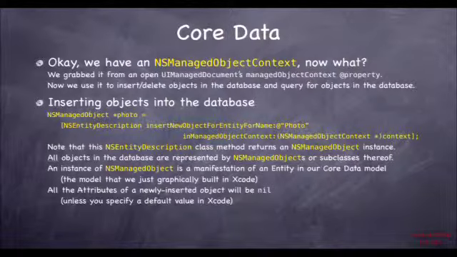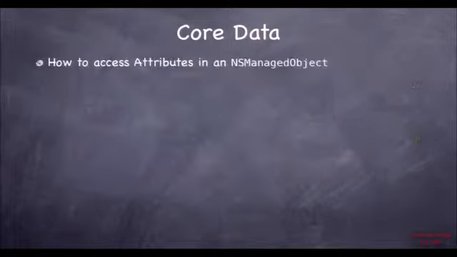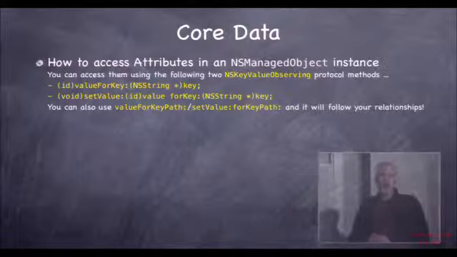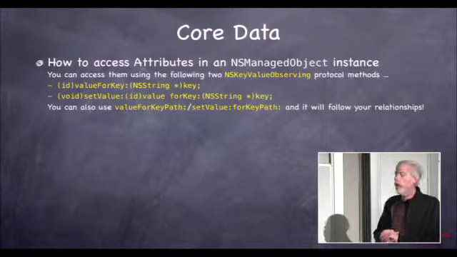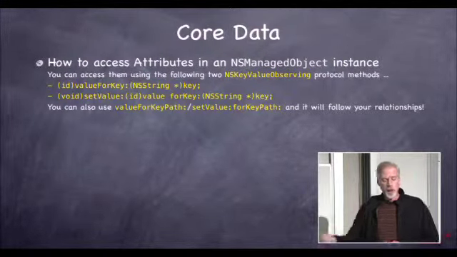Again, all objects in the database are represented by NSManagedObject. That's why the return type of this NSEntityDescription insert method is an NSManagedObject star, right? So it returns you a pointer to that thing that it created. And now that we have it, we need to set all its attributes and such. So how do we access these attributes? I told you you could use the NSKeyValueCoding protocol, which is valueForKey and setValue.